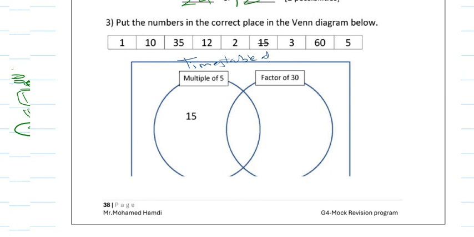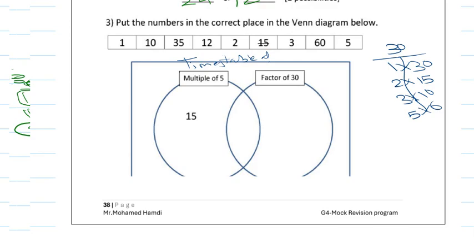Factors of 30. The tree diagram is here to write the factors of 30. 1 times 30. 2 times, what is half of 30? You will find that it is 15. 3 times 10. And 4 is not a factor of 30. 5 is a factor of 30. 5 times 6. Let's check the numbers which are multiples of 5 and at the same time factors of 30.